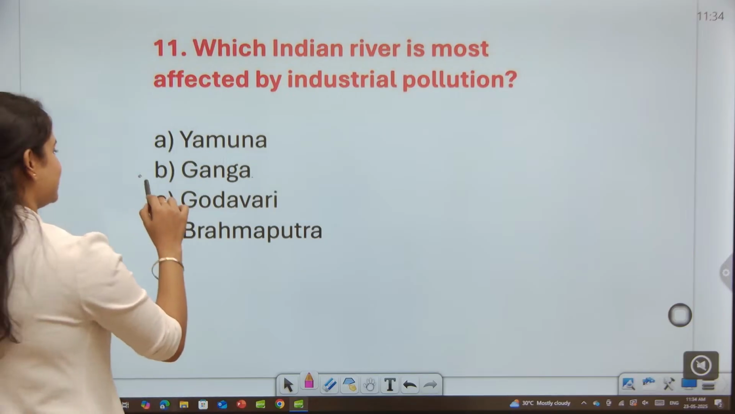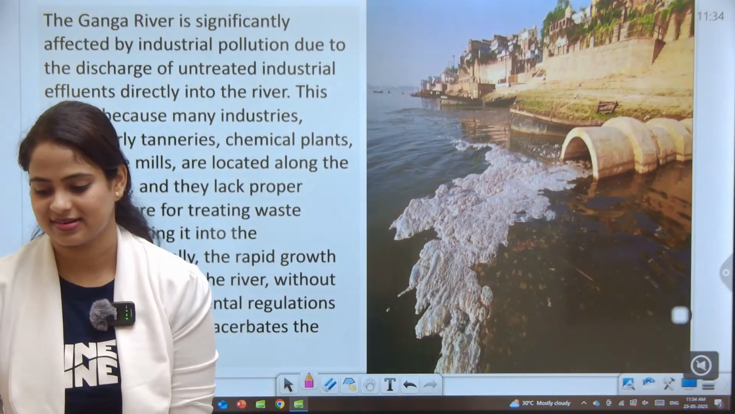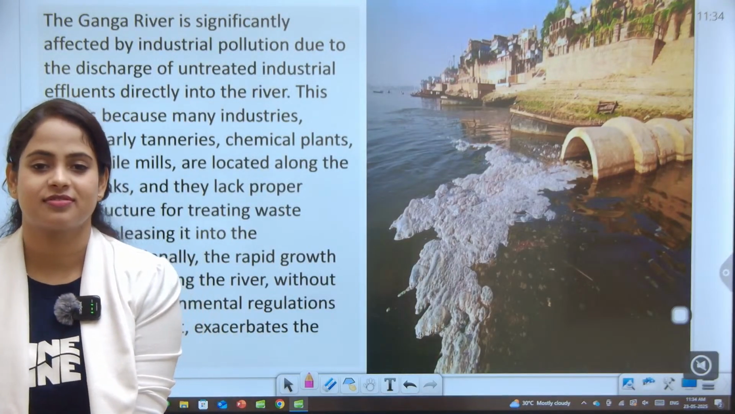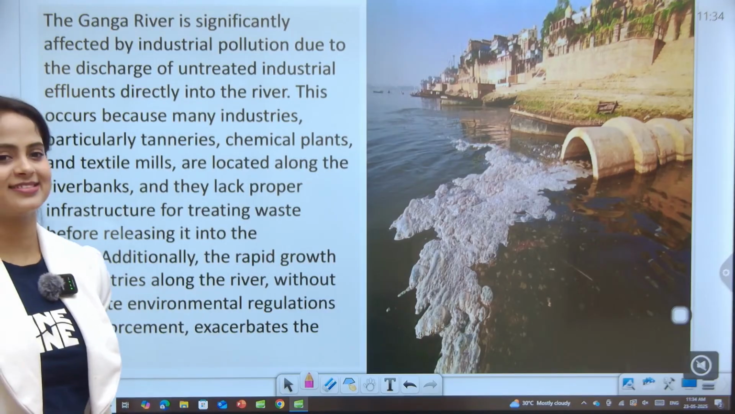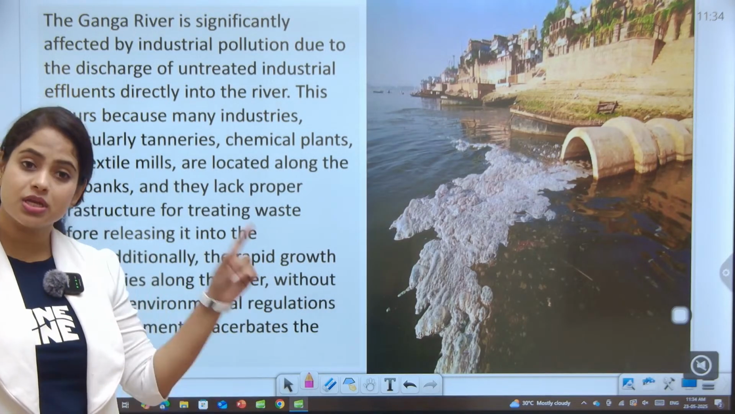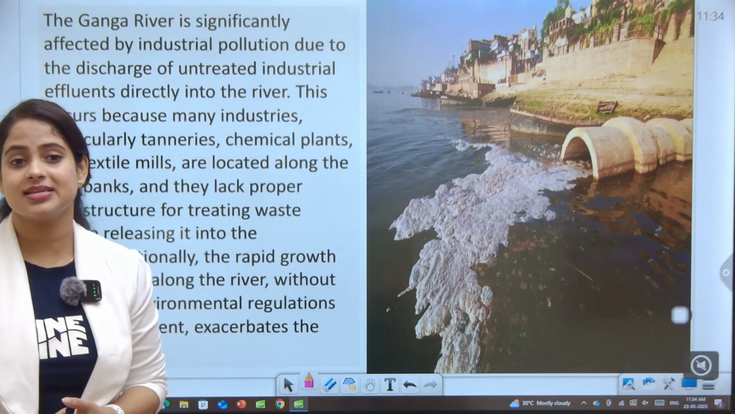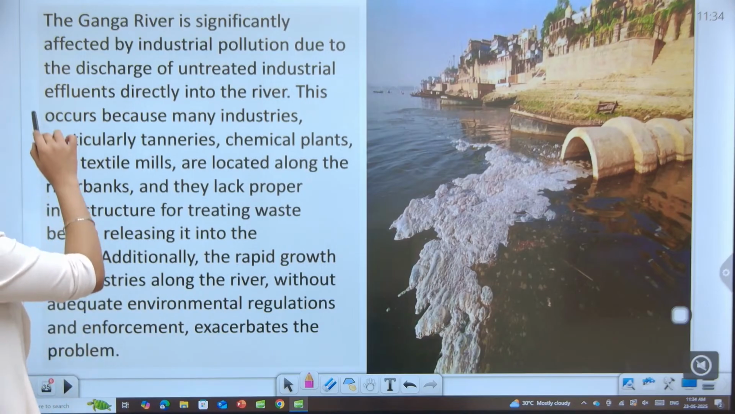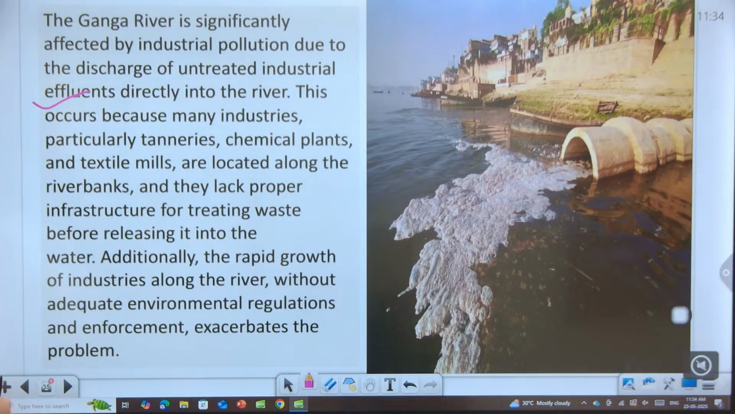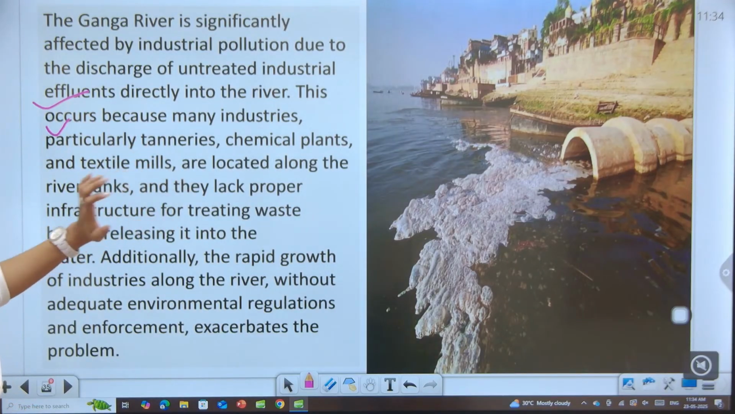The right answer is Ganga. Rohan, very good. Definitely will crack this. So the Ganga river is significantly affected by the industrial pollution due to the discharge of untreated industrial effluents directly into the river. This occurs because of many industries, the tanneries, the chemical plants, etc.